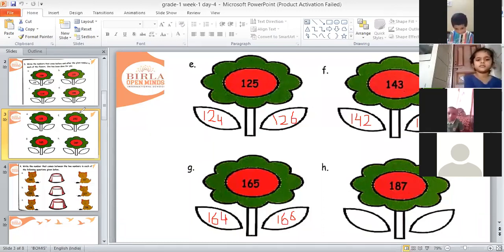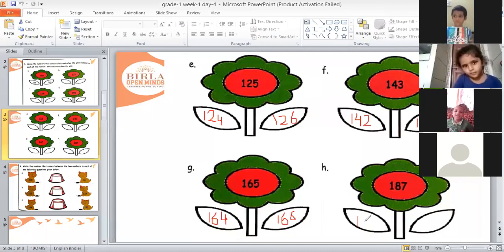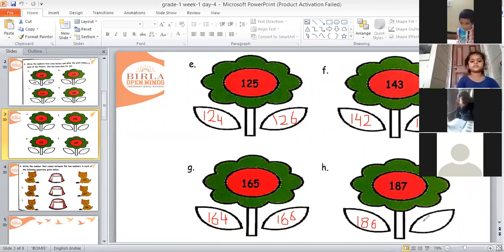Arhan, Mohammed, unmute yourself quickly. Yes, ma'am. Yeah, Arhan. Now tell me, what is the number in bit H? What is the number inside? 187. So what comes just before 187? 186. Very good. This is 186. And what comes just after 187? 188. Very good. So 188 comes just after 187.